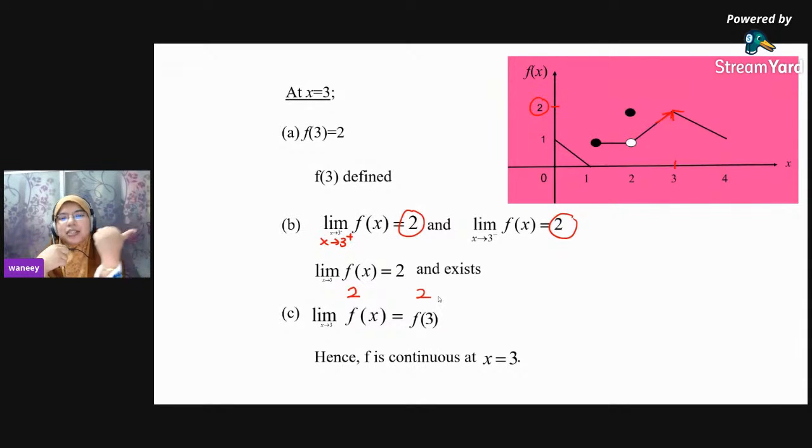So firstly, substitute the value inside the function first. Check what is the value, is it defined or not? And then check the limit. So for piecewise function, obviously you need to check from the left hand side and right hand side. Test for existence of limit, and then check whether the limit is the same value as the value at that point. So if it is the same, only then can we say it is continuous.